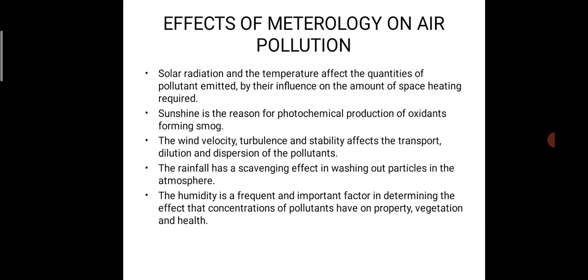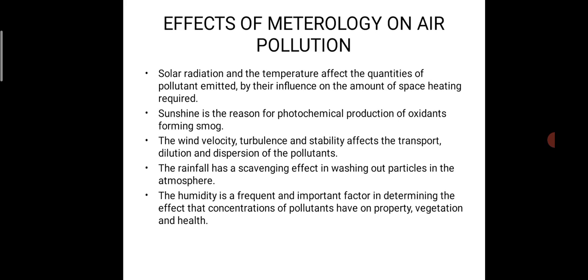Effects of meteorology on air pollutants. Solar radiation and temperature affect the quantities of pollutants emitted by their influence on the amount of space heating required. Sunshine is the reason for photochemical production of oxidants, which causes formation of smog. The wind velocity, turbulence and stability affect the transportation, dilution and dispersion of the pollutants.